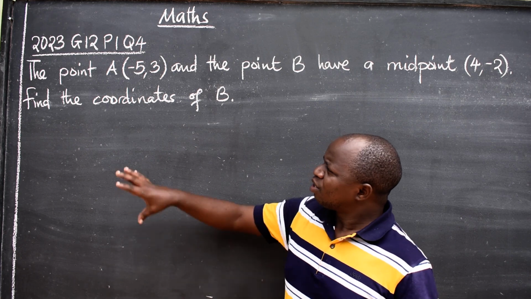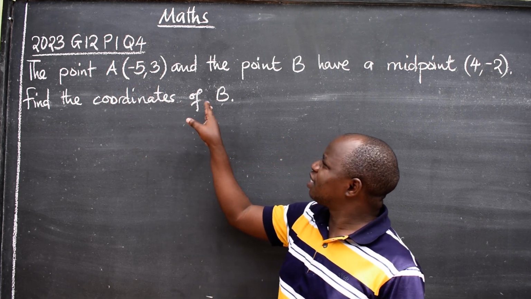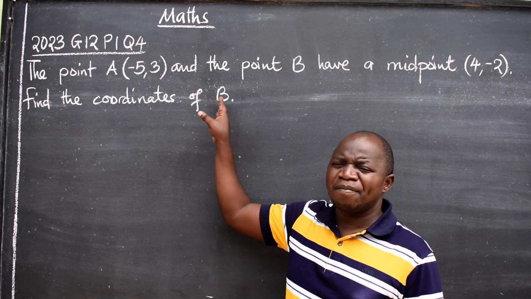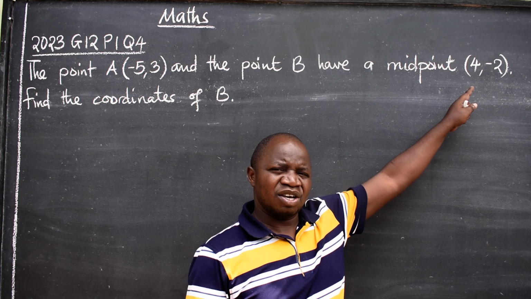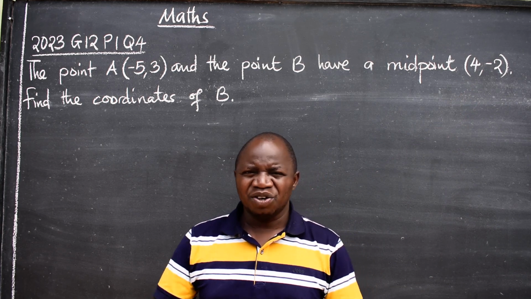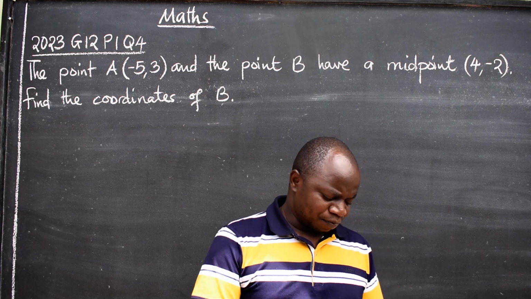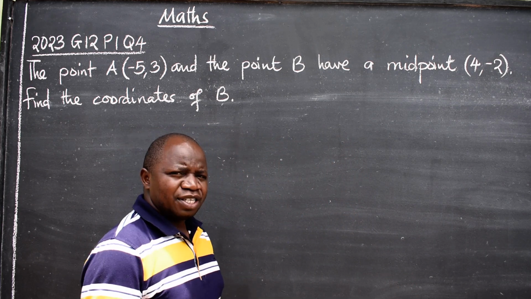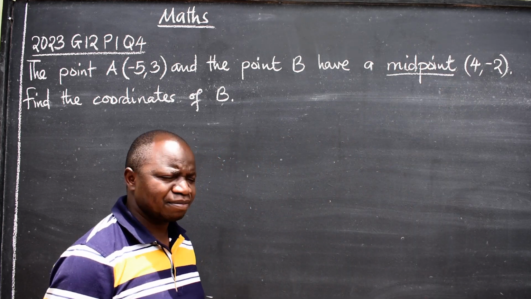Alright? So now we are given point A. We are not given point B. But we have also been given the midpoint. What should you do in order to find the coordinates of B? Well, let's put it this way. You have to understand the meaning of midpoint.